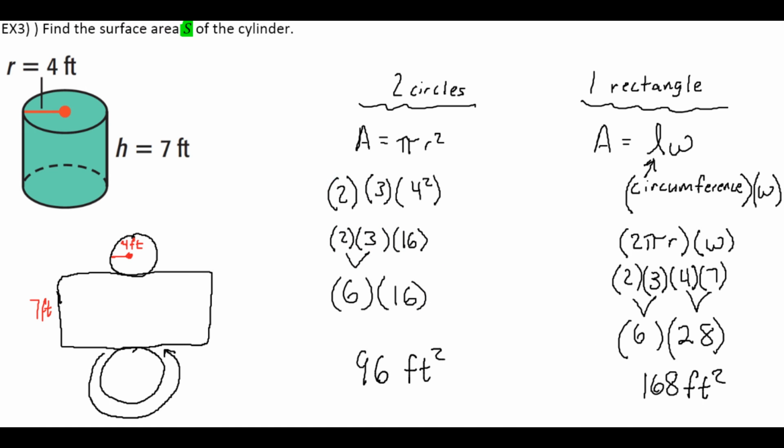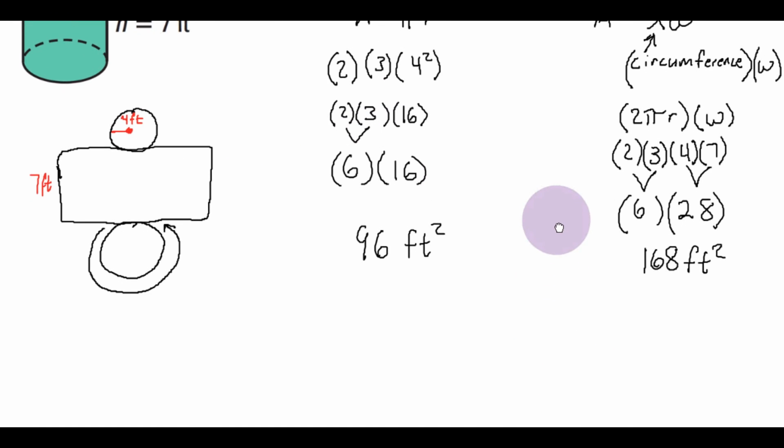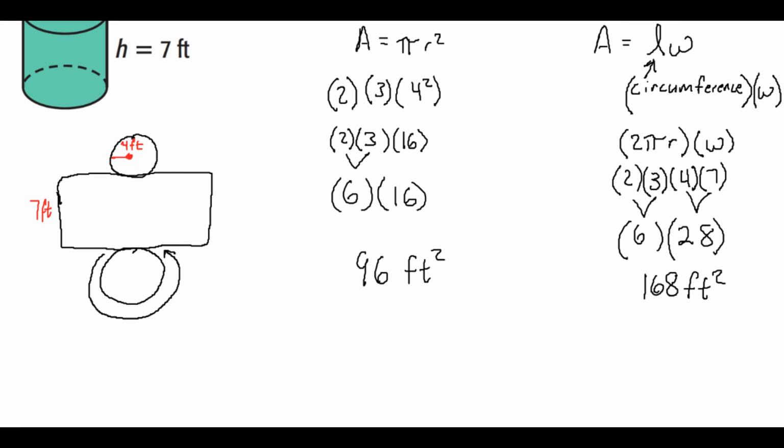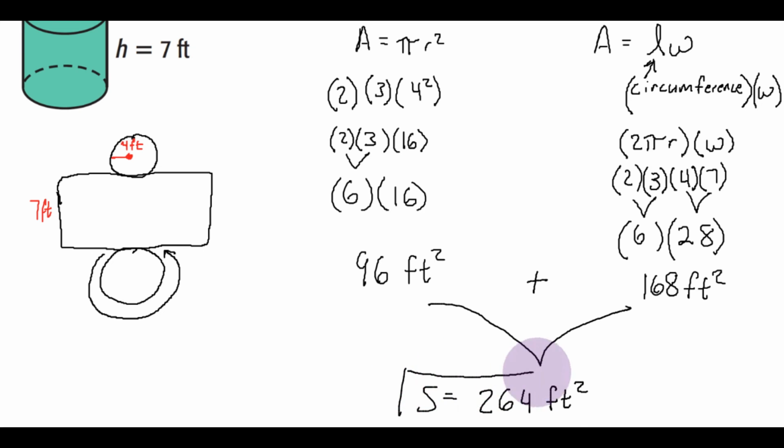So let's get some more room on the screen. And when we add 96 and 168, we get a value of 264. Don't forget your units, feet squared, and that's the surface area. So the surface area of this cylinder is equivalent to 264 feet squared.